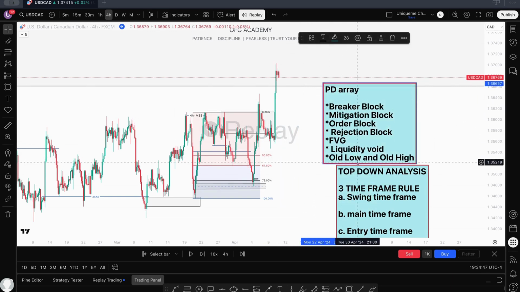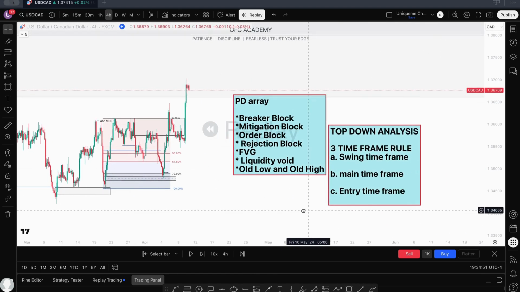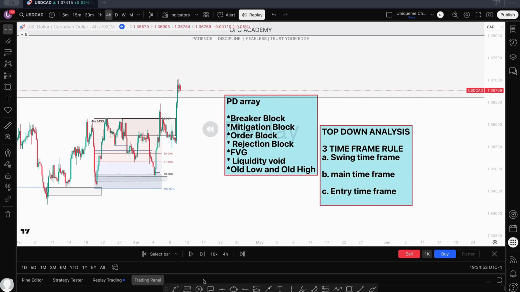But you can use this guide. If you mark your swing structure, let's assume your swing structure is weekly and your main time frame is daily, you are entering on 1 hour. If you mark your swing structure as daily, your main time frame is 4 hours, and you can enter either at 1 hour or 15 minutes.